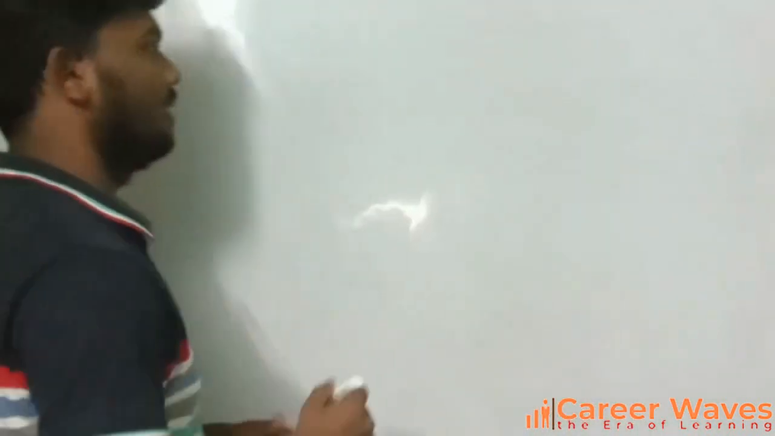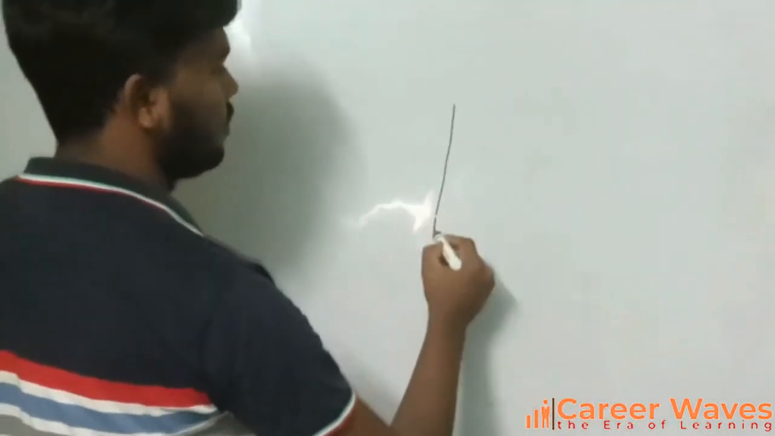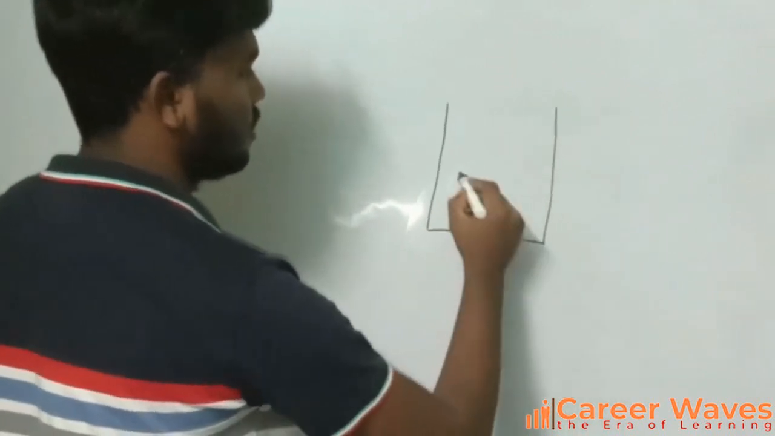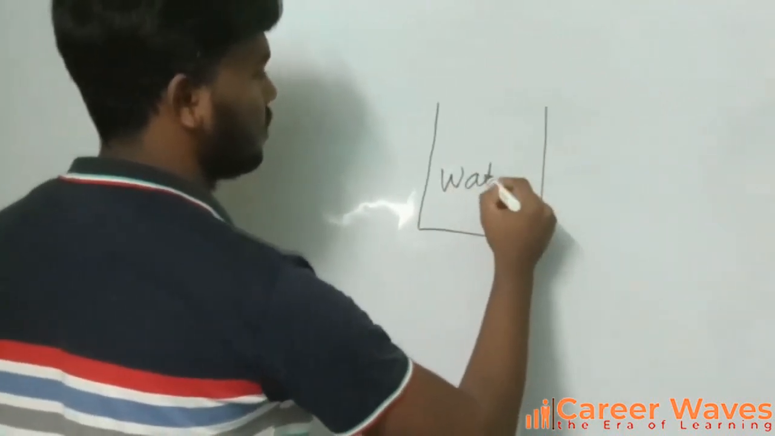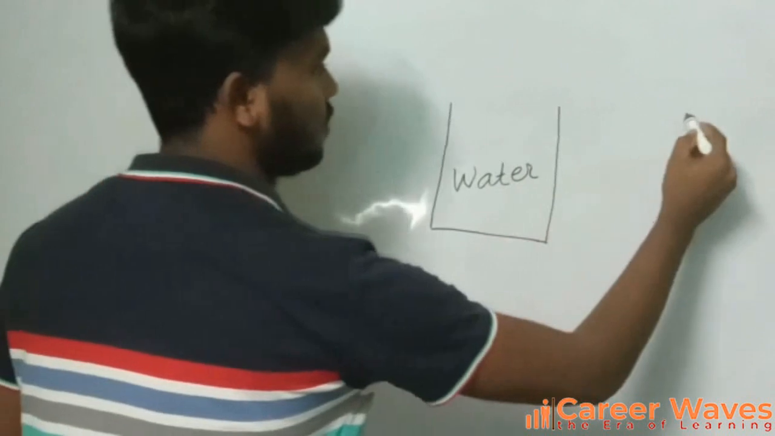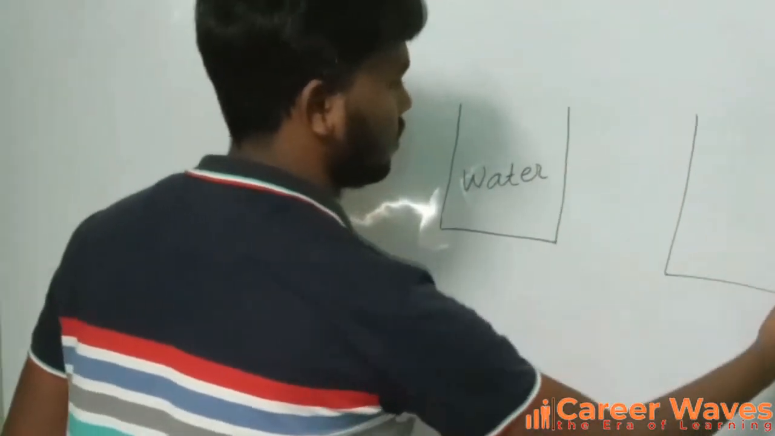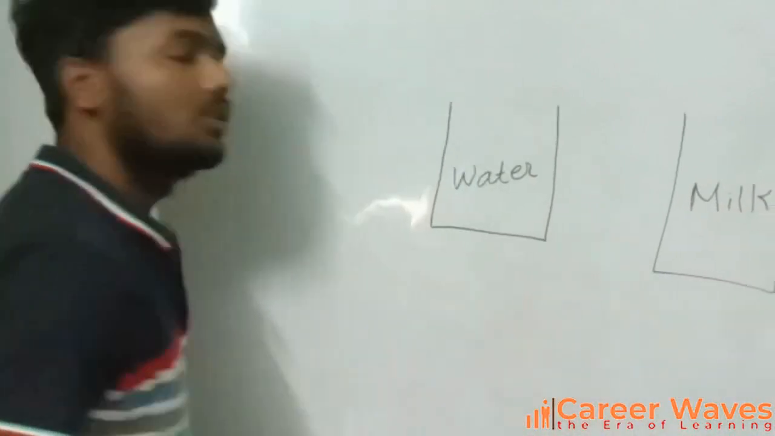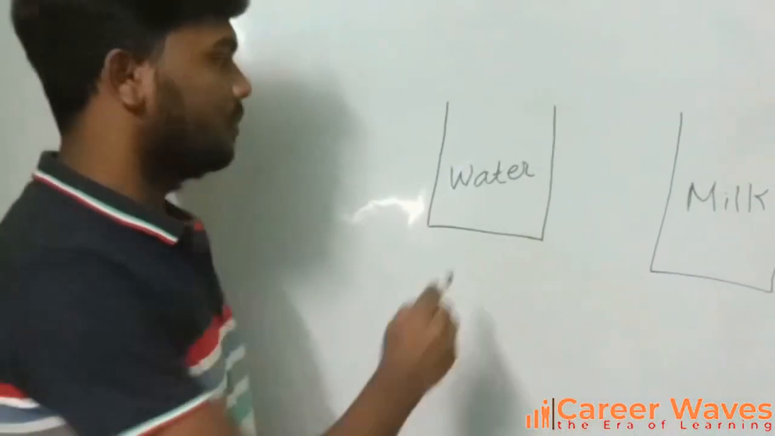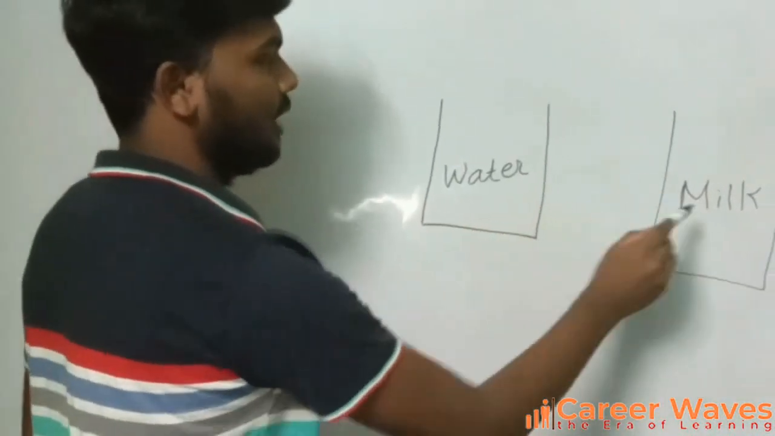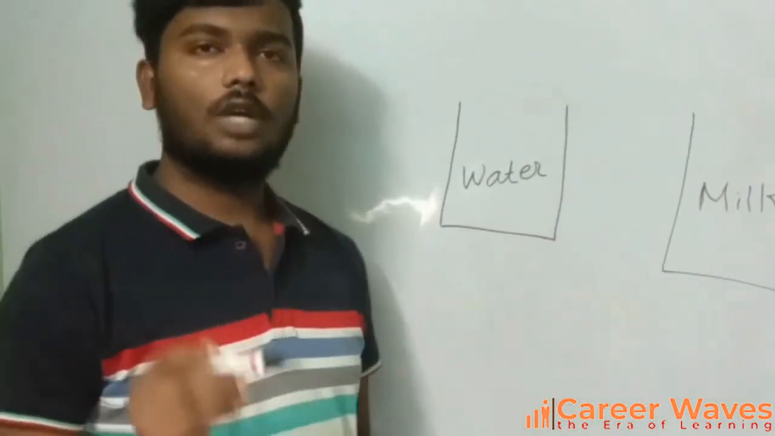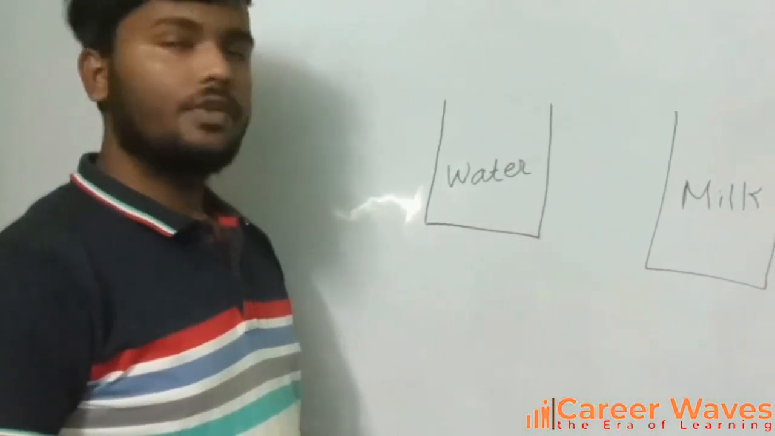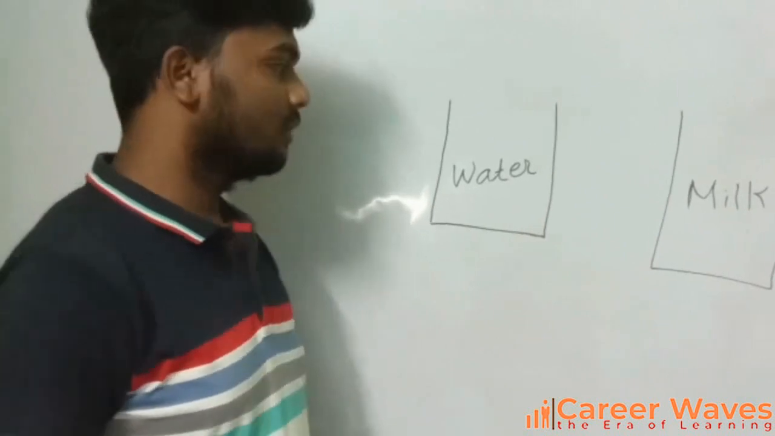So let us see here. Our aim is to transfer this water into this glass and this milk into this glass. How can we do this? What we can do is use another glass.